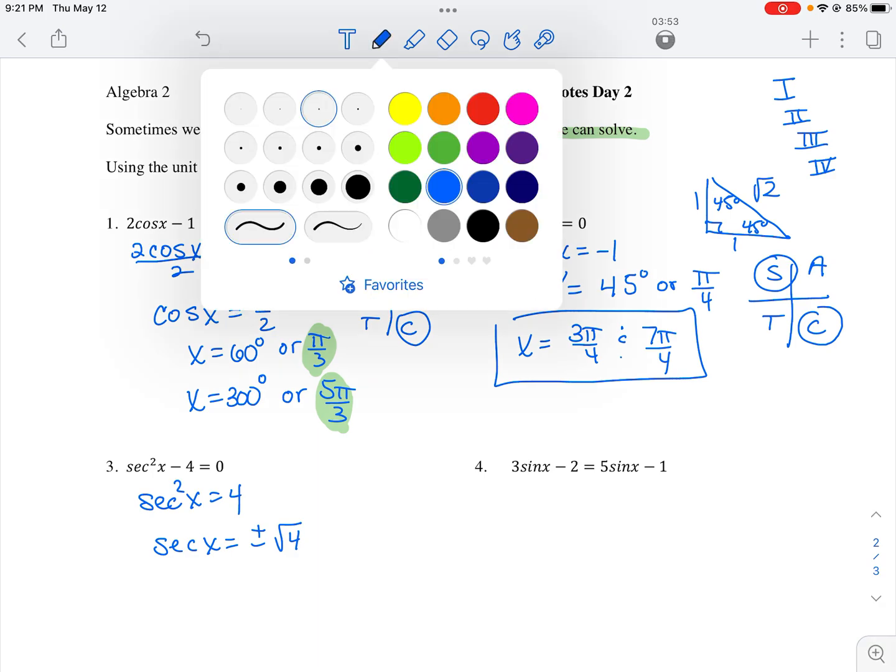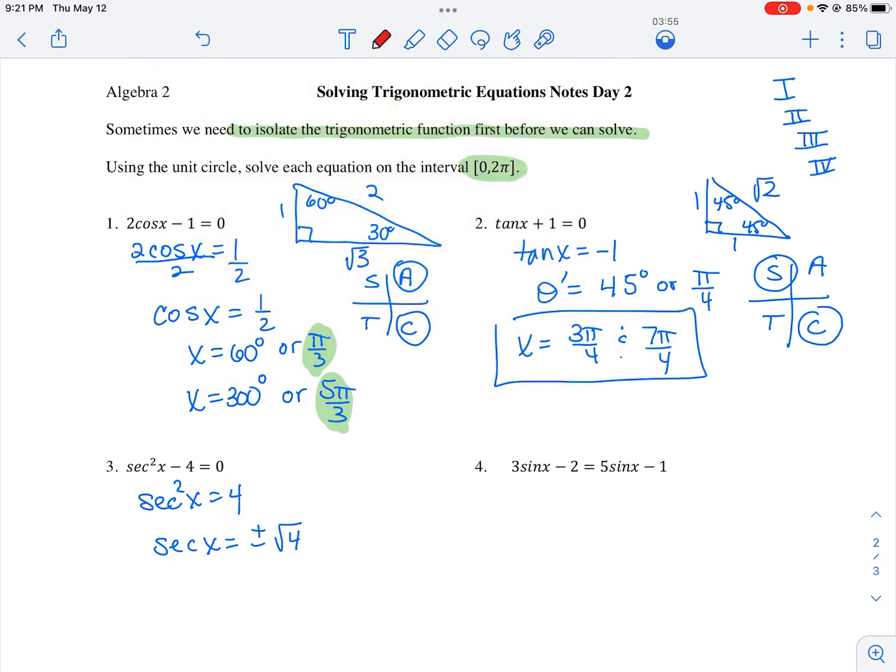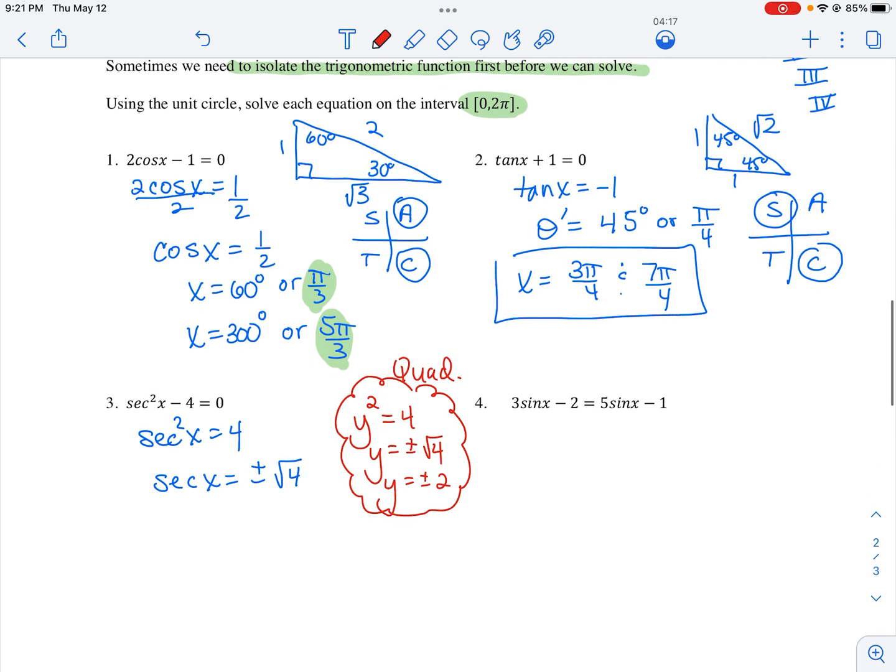Let me go over that again, and I want to take you back in time. Let's suppose I had an equation, and it was y squared equals 4. Remember, this would be plus or minus the square root of 4, which is plus or minus 2. So this is just going back to our quadratics. And that's not a bad review because we have our final exam that includes quadratics. So I get secant x equals plus or minus 2.